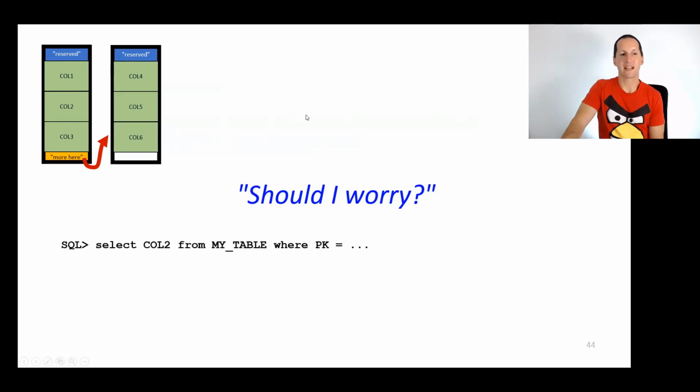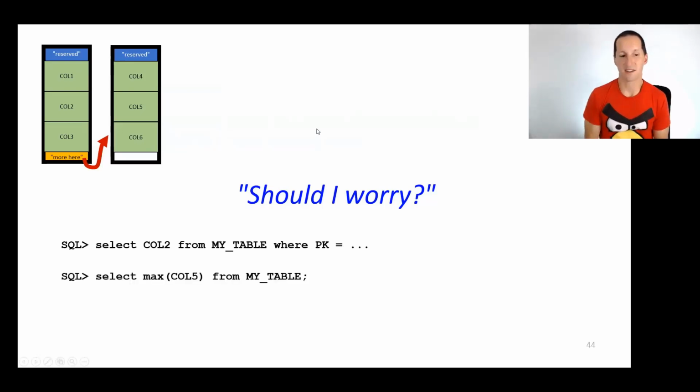What if I run a query like this? Select column 2 from my table where the primary key equals some value, so I'm going to do an index lookup. There's no drama with that. Column 2 is in the first block. There's no extra work there. I simply go to that first block via the index row ID, and voila, column 2's value is there, I'm good to go.